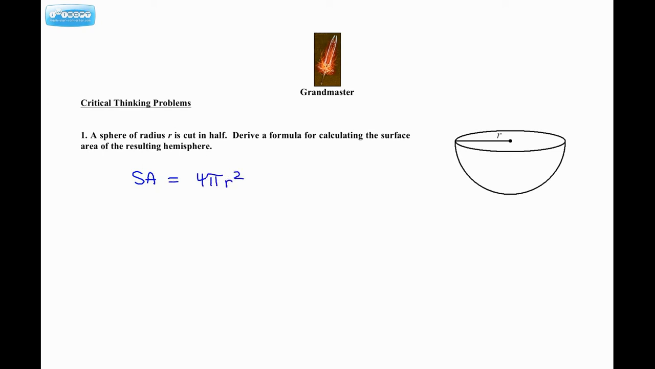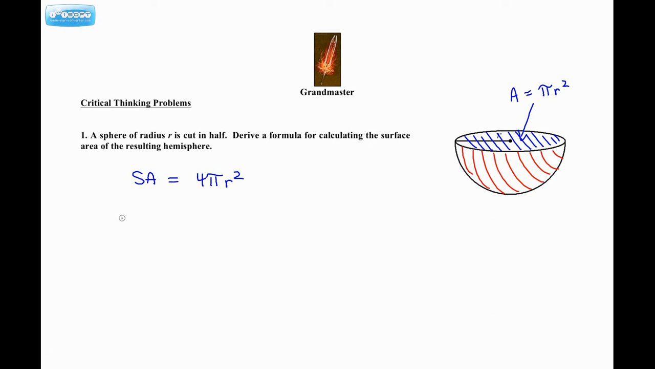All right, so this face right here, that is just the area of a circle. So I'll just put A equals pi r squared. That's the area of a circle. Okay. However, this, okay, that is going to be half of this. All right, so how do you divide 4 pi r squared by 2? Well, that's easy. All you have to do is divide the 4 by 2, and you get 2.